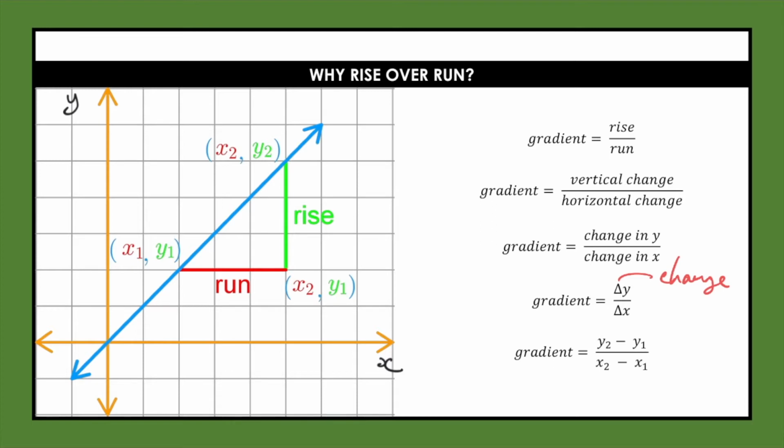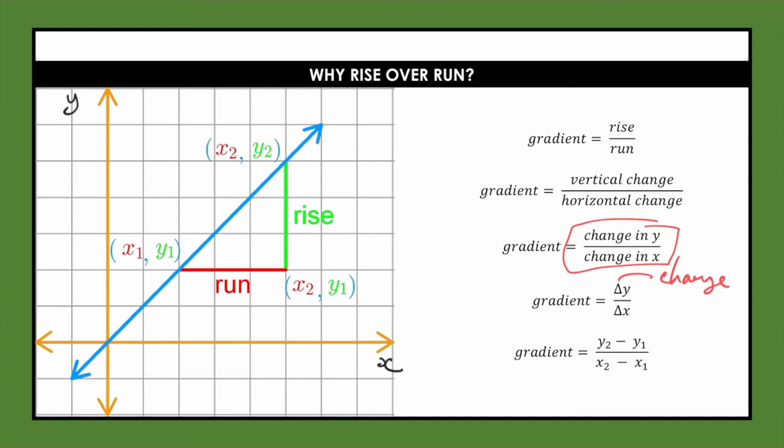So if you see delta y, it means a change in y. If you see delta x, it means change in x. That means exactly the same as this up here, but it's just a shorter form, so you may see that in textbooks sometimes, or you may just prefer to write that because it's much faster to write. So we went from understanding that gradient is rise over run to understanding that that is the same as saying that gradient is change in y over change in x.